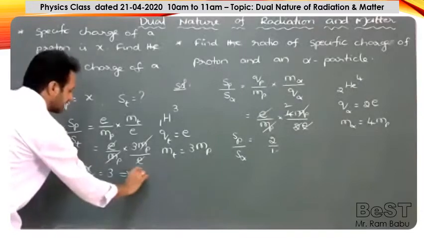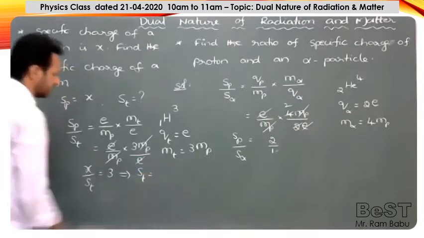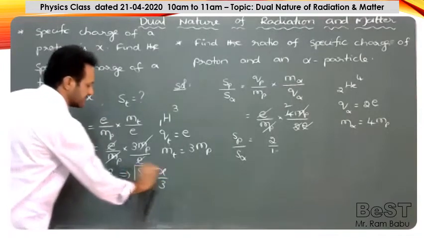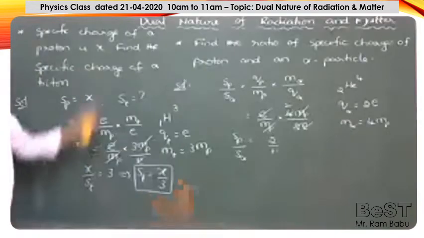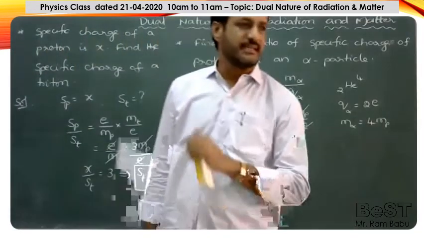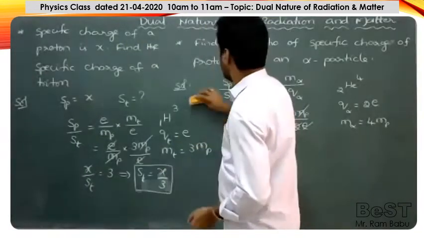That implies the specific charge of the triton is equal to x by 3. So you should write this one. So if the specific charge of the proton is x, the specific charge of the triton is x by 3. So this is a question. You can solve like this.